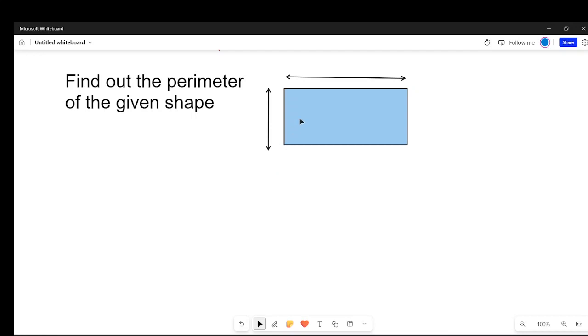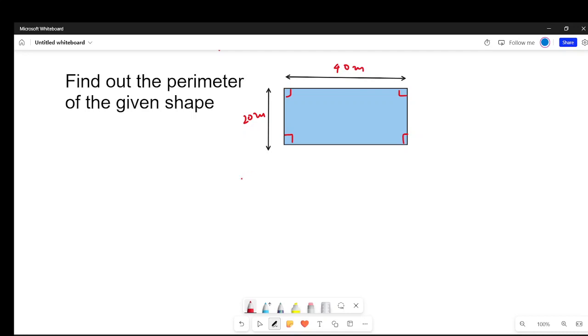If you look at this figure, then you will get a very interesting point, such that this is 90 degrees, this is 90 degrees, this is 90 degrees, this is 90 degrees, and opposite sides are the same. Clear? Then if you take the length here 40 meter and here 20 meter, find out the perimeter of the given shape, which is like a rectangle. Clear? That is the point.